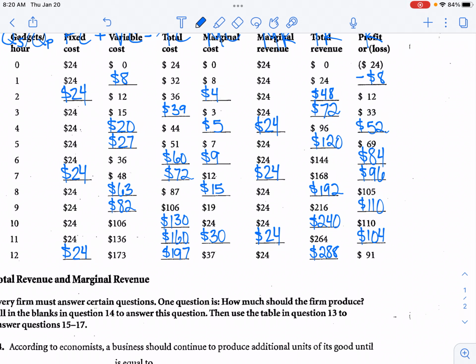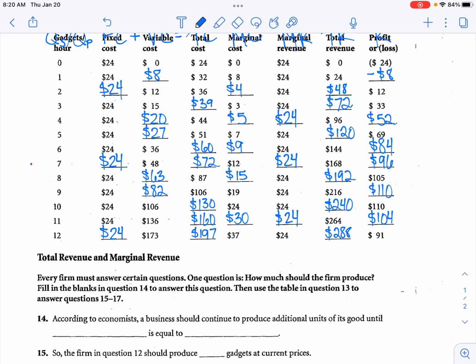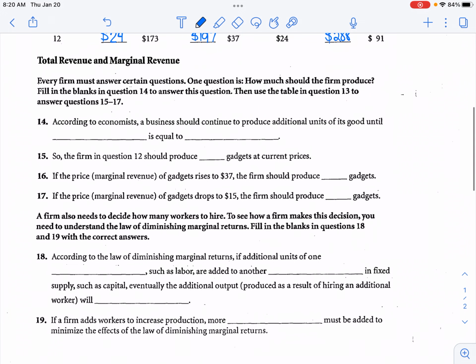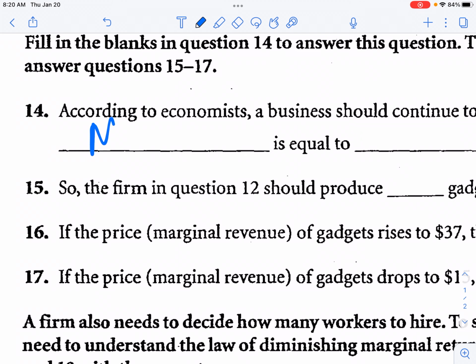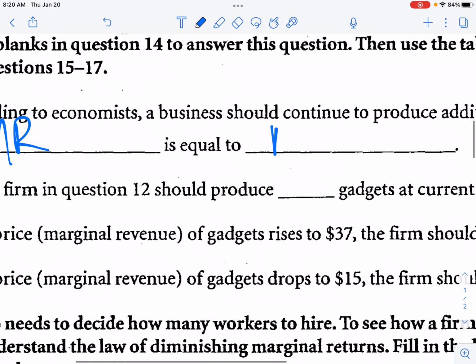So the pattern you see in profit starts in a loss, climbs its way out of that loss category, but once you get to that 10th gadget per hour, something changes and the profit starts to decrease. That's something called the law of diminishing marginal returns that we'll get into in a different lesson. The last few questions we should be familiar with, we're not going to worry about 18 and 19. According to economists, the business should continue to produce additional units of any item until, as in the notes the other day, the marginal revenue is equal to the marginal cost.